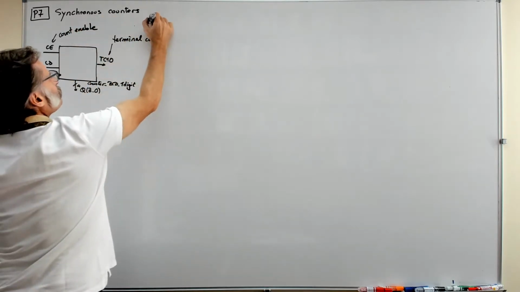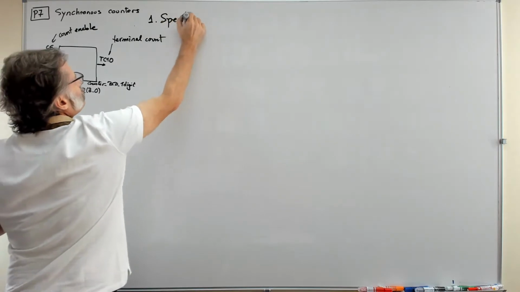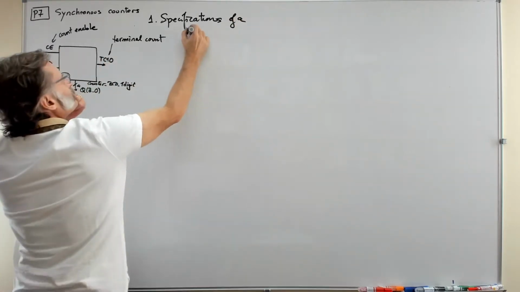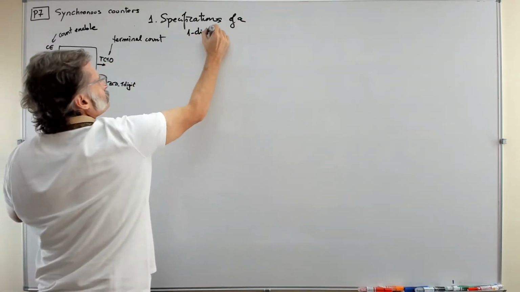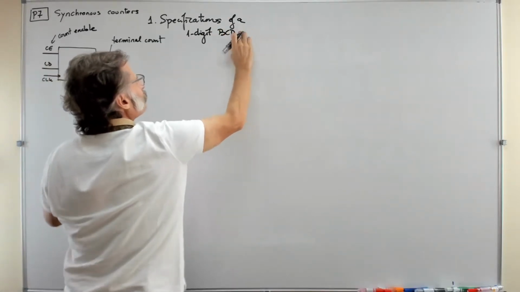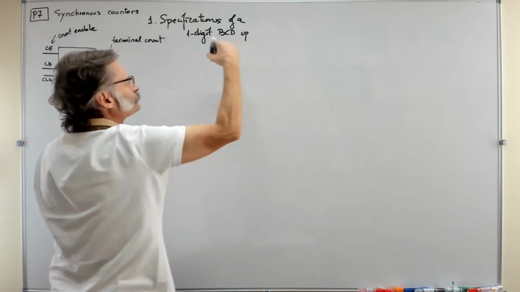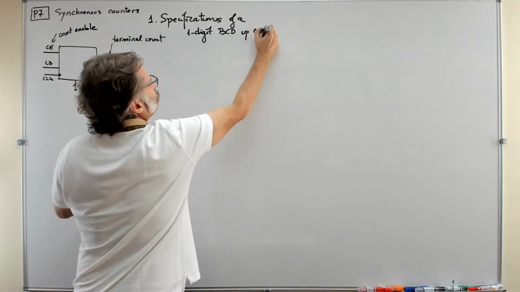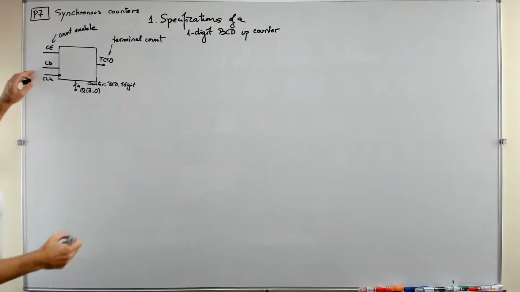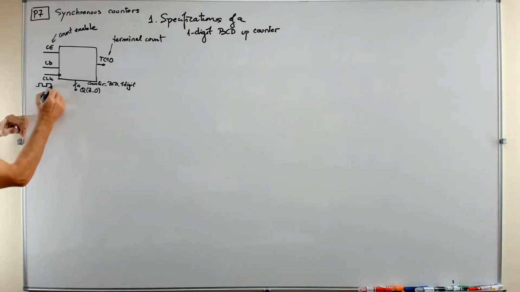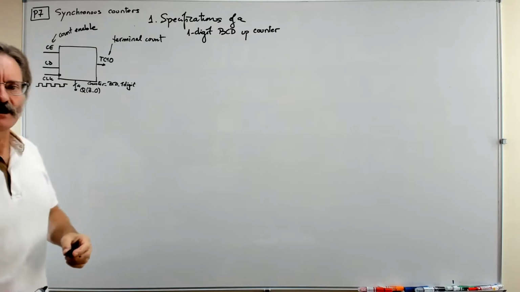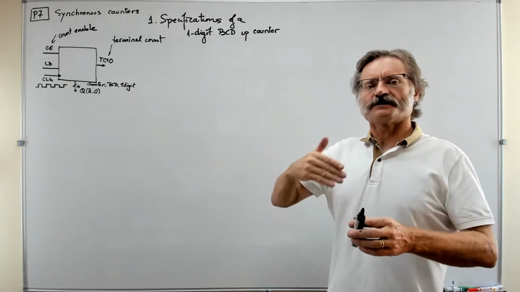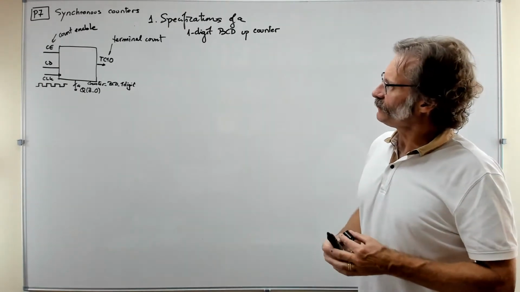So let's discuss this way the specifications of one digit BCD up counter. You may call it up because it's counting up, a synchronous counter. You see, one digit BCD up counter is nothing but a synchronous device controlled by the clock signal. So the idea is that now every rising edge from this system clock, you have a new value, 0, 1, 2, 3, 4, 5. This is the idea of synchronous counters.